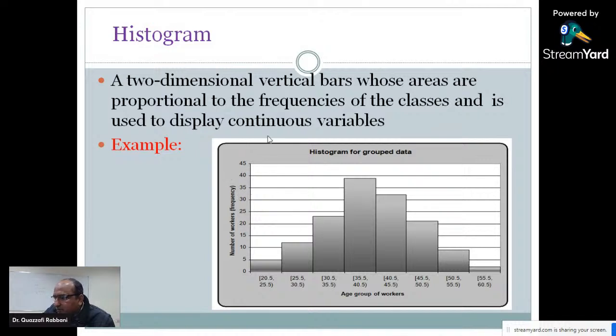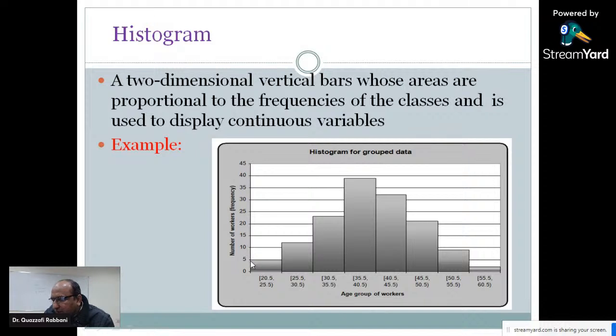This also has two axes, x axis and y axis. In this example, on x axis is the age group of the workers, on y axis the number of workers, frequency. The age is divided into class intervals, that is 20.5 to 25.5, 25.5 to 30.5. So this is the range of the age group, and on y-axis the number of workers.